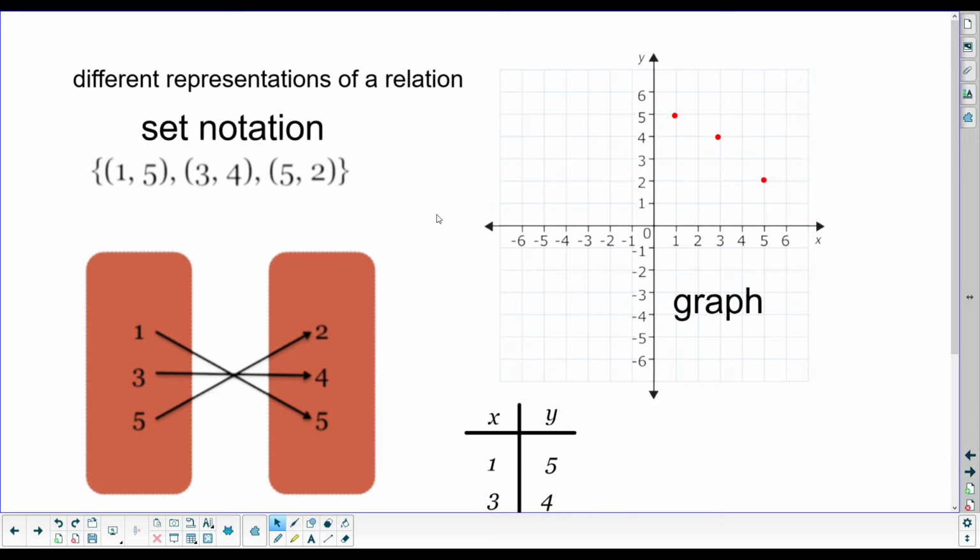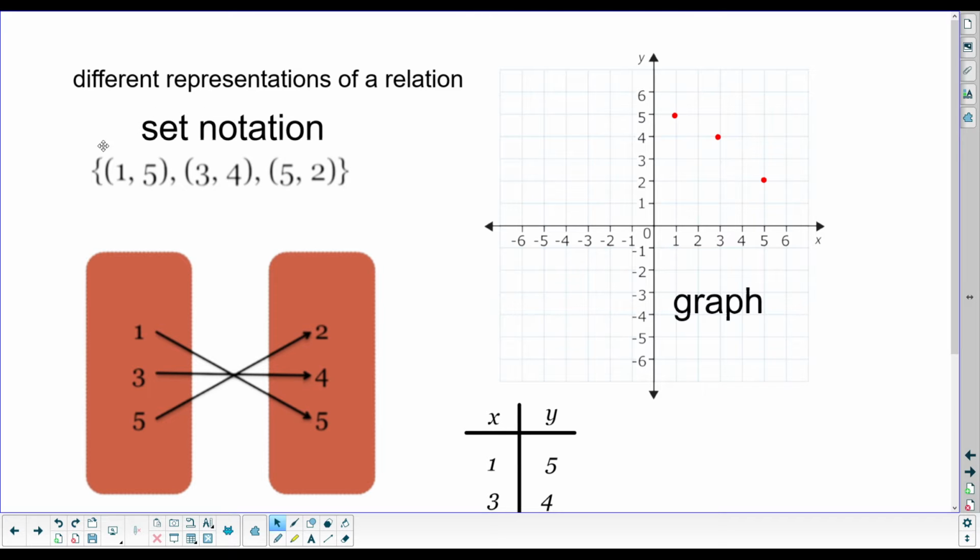So we have some different ways of representing functions. So one way is using set notation. So we talked about set notation or set builder notation yesterday. It uses those curly brackets, right? Those curly brackets mean a set of things. And so this is a set of points.